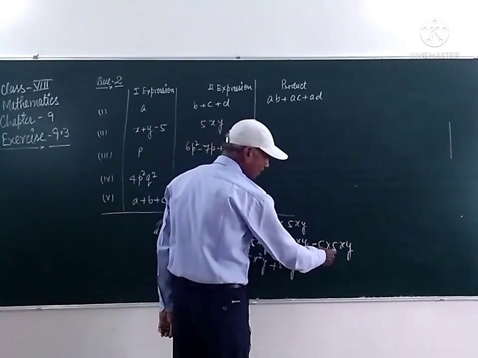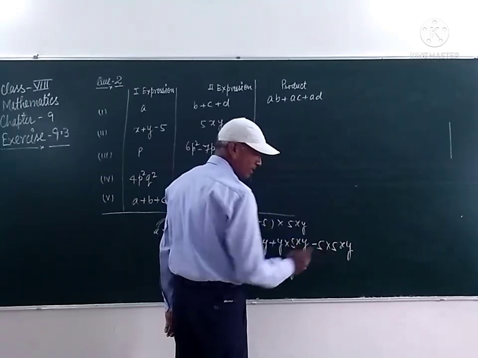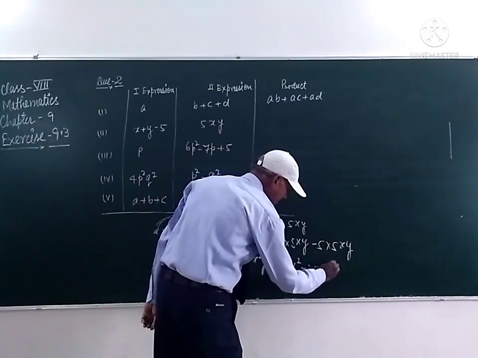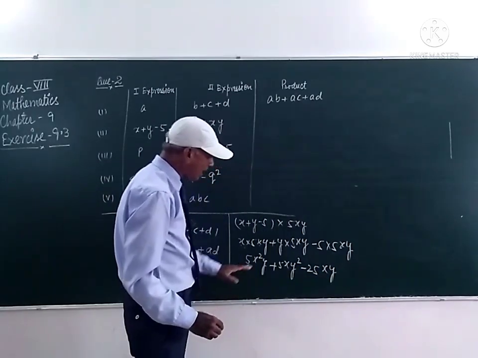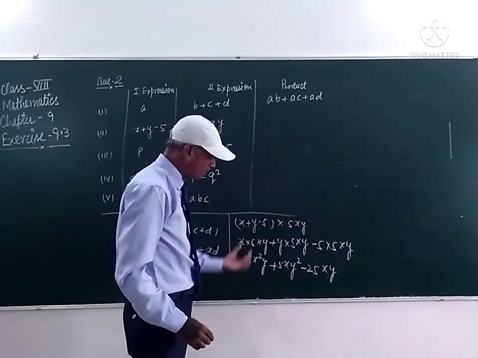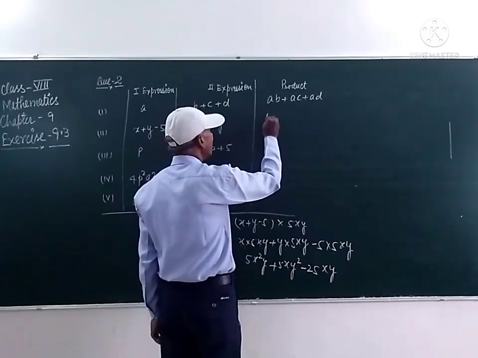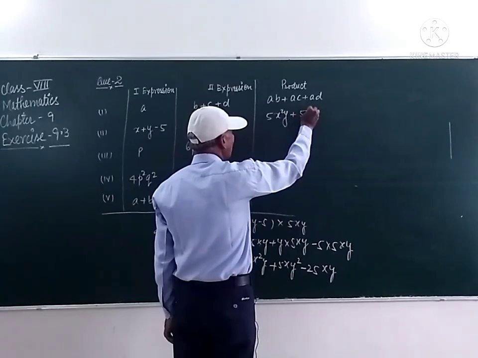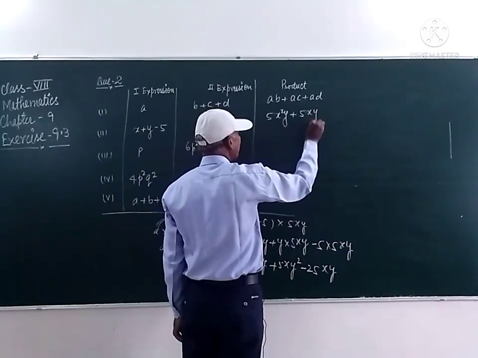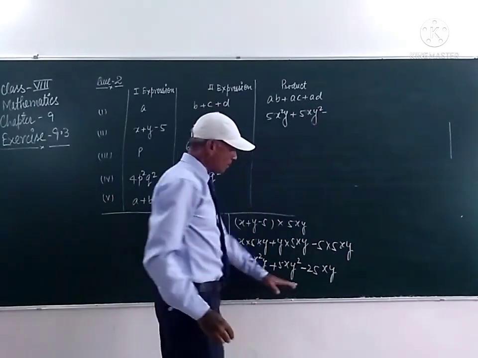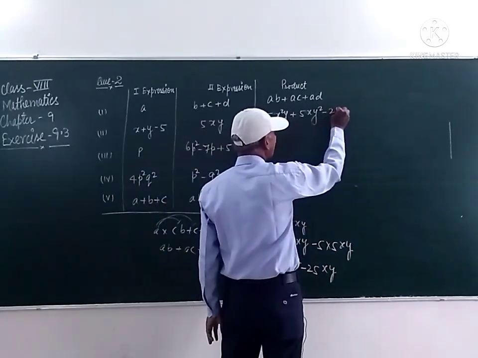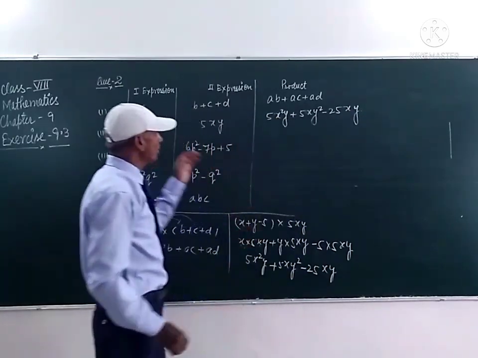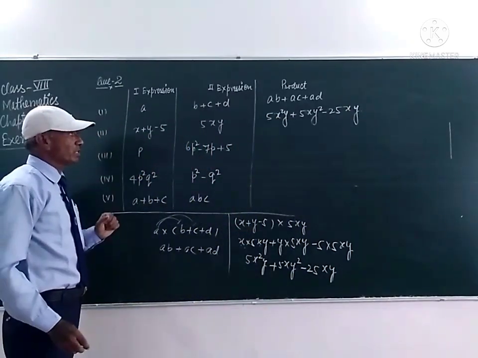After that we have to multiply 5 with 5, numbers with numbers. Clear, student? So 5 fives are 25xy. So the product of this first expression and second expression is 5x square y plus 5xy square minus 25xy. This is the product of the second part of the question, student.